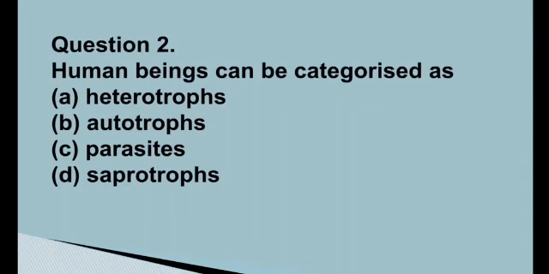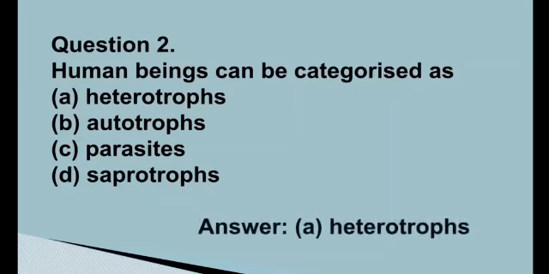Now we have question number 2. Human beings can be categorized as, options are option A heterotrophs, option B autotrophs, option C parasites, and option D saprotrophs. As we know, heterotrophs cannot make their own food, autotrophs are able to make their own food, parasites depend on others for their food, and saprotrophs feed on dead and decaying matter. So human beings can be categorized as heterotrophs. Option A is the correct answer.